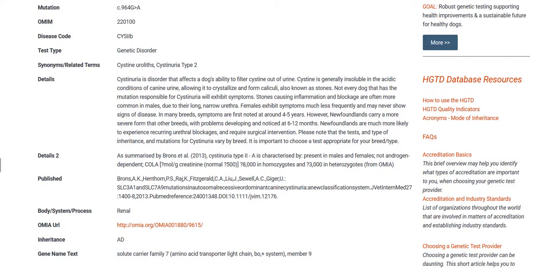That's it for our overview of the basics of the HGTD. Good luck with your search.